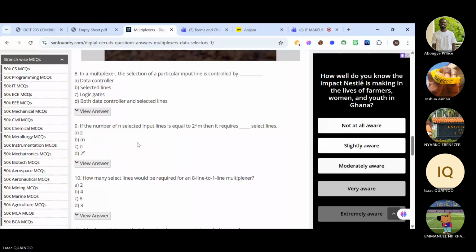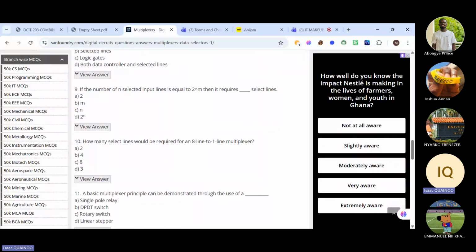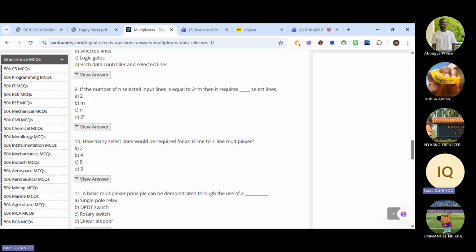So question 9. If the number of n select input lines is equal to 2 power n, then it requires dash select lines. Please let's look at this question carefully. Okay, so we have our input is 2 raised to the power n. How many select lines will be needed? A, 2, B, n, C, n, and D, 2n. D, 2 raised to the power n.